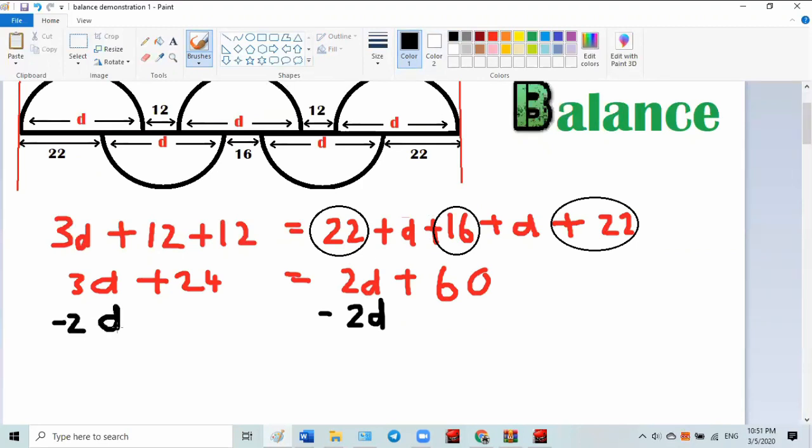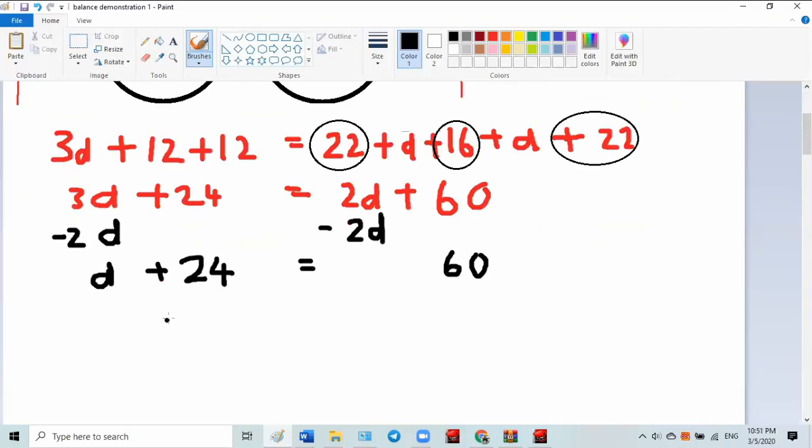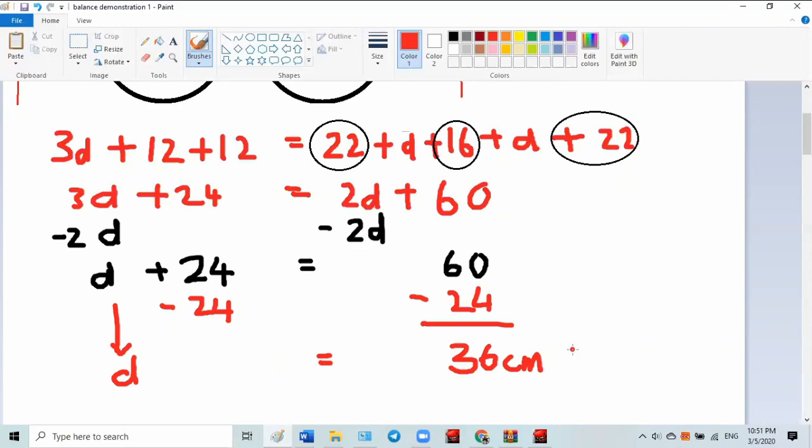So what we are left with is D plus 24 is equal to 60 on this side, because the 2D is gone. Finally, we get rid of the 24 on this side. We minus 24 so that the D remains on one side, and we minus 24 on the right hand side. We're just left with the diameter, which is what we're looking for, and it is equal to 36. And that should be our answer. We do it by the balancing way, where B stands for balance.